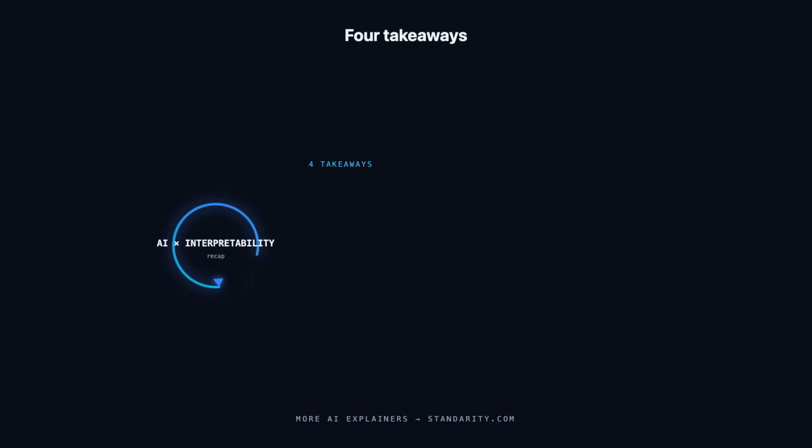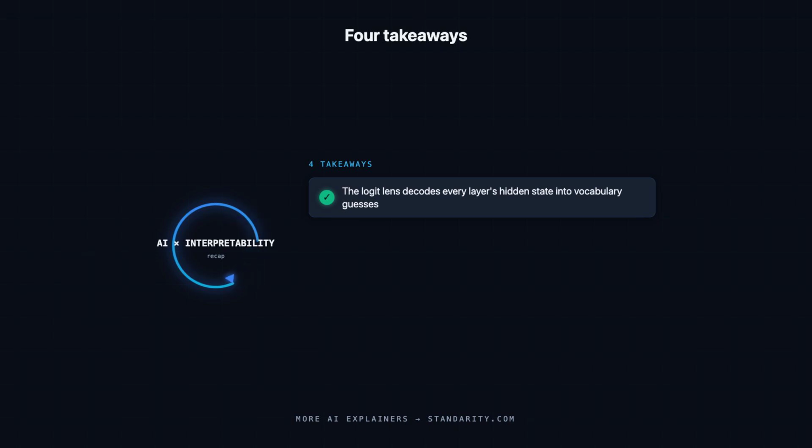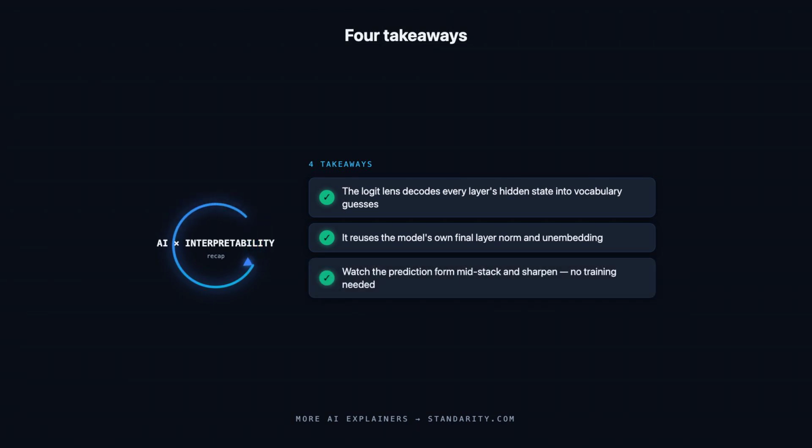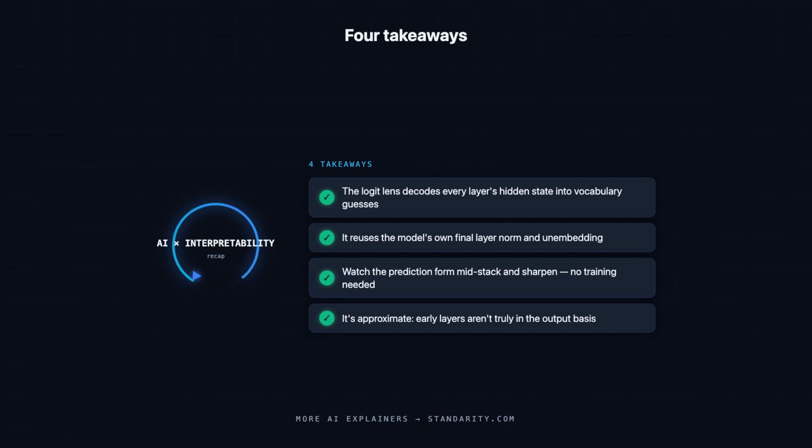All right, let us gather the essentials into a small set of takeaways worth keeping from this one. The Logit lens decodes a transformer's hidden state at every layer into a guess over vocabulary tokens. It works by applying the model's own final layer norm and unembedding to each intermediate layer. You can watch the prediction form in the middle layers and sharpen toward the top. No extra training needed. Just remember it is approximate, since early layers are not truly in the output basis, which is why the tuned lens exists.